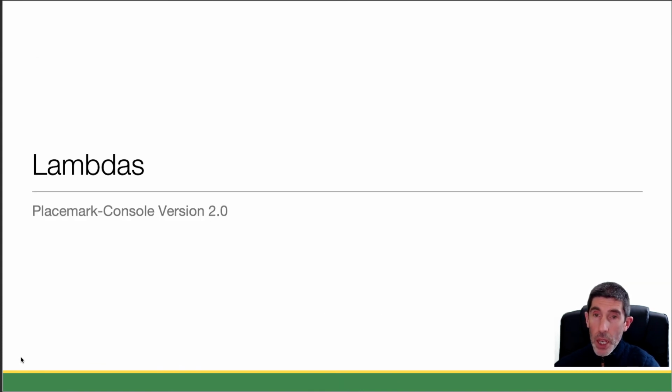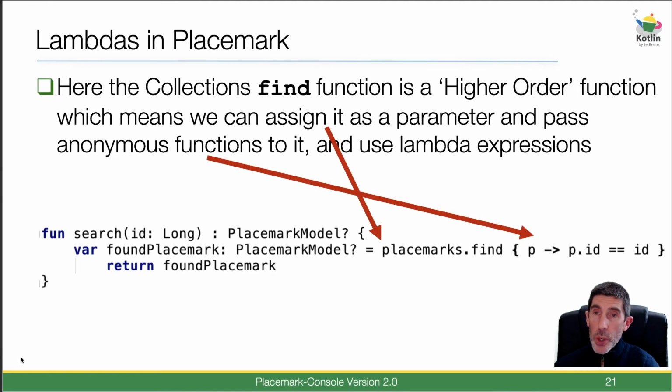Okay, a little bit about lambdas. We'll cover this in more detail in later slides, but just to briefly touch on it now as it's in the lab. Here the collection's find function is a higher order function, which means we can assign it as a parameter and pass anonymous functions to it. And we're using lambda expressions in this instance, so you can see it there now.